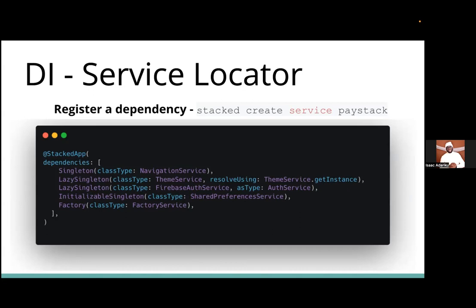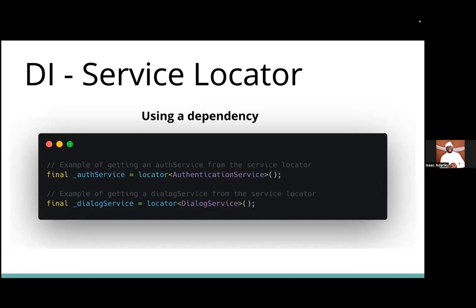If you create a service, you can specify which type of dependency you are adding. Stacked automatically adds this file for you and registers it as a dependency, so you don't need to worry about how to register it. Underneath, it makes use of get_it as the service locator. To use a dependency, after you create the service file, you define and name your variable, then you use the locator to actually get that service.